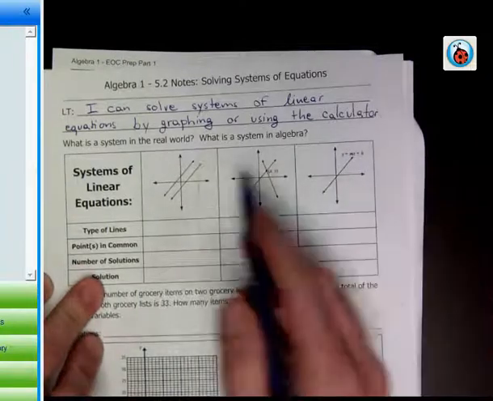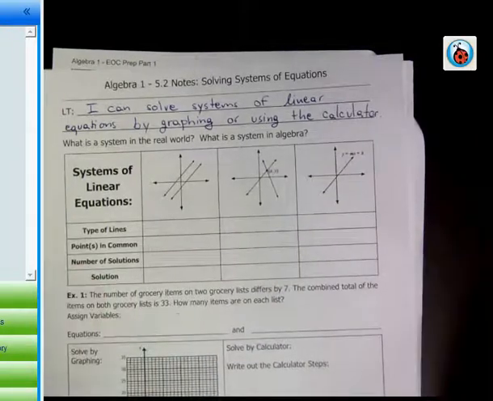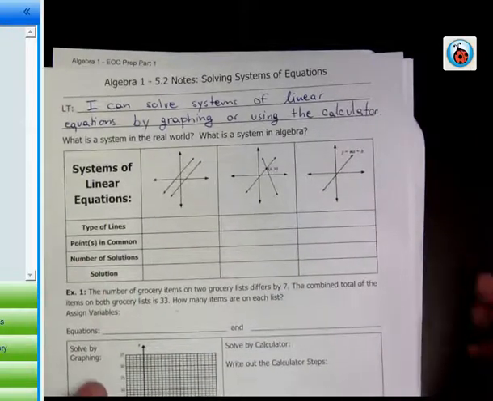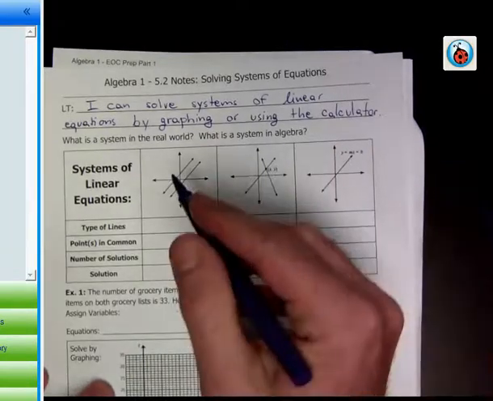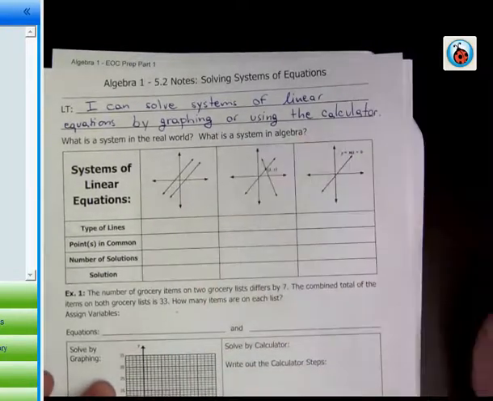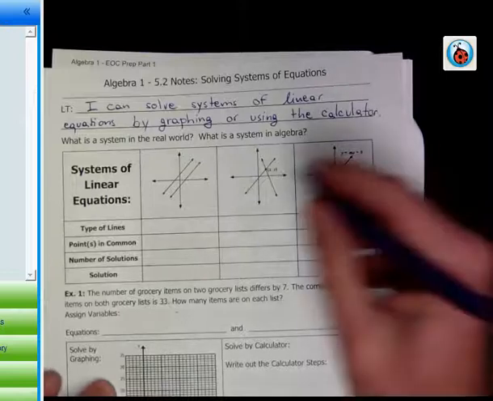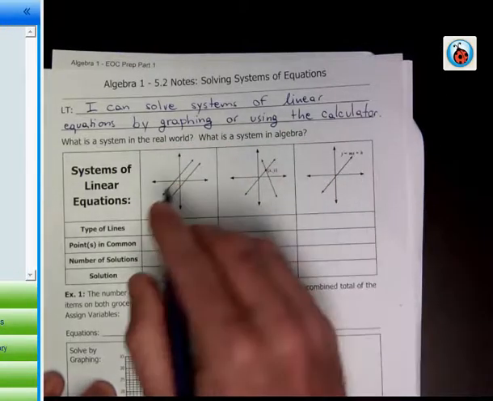So what is a system in algebra? A system of linear equations is just when you have two or more equations. So if I have two or more lines, it's considered a system. Okay, so you can have three different scenarios here.